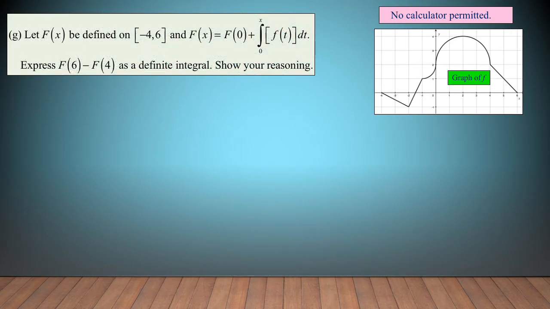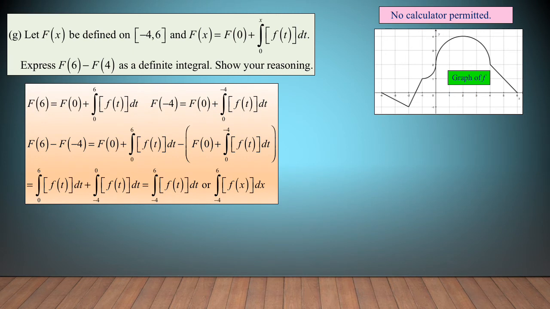Problems G and H go hand in hand with each other. G reads, let capital F of x be defined on the interval -4 to 6, and capital F of x equals capital F of 0 plus the integral from 0 to x of f of t dt. We would like to express F of 6 minus F of -4 as a definite integral and show the reasoning.